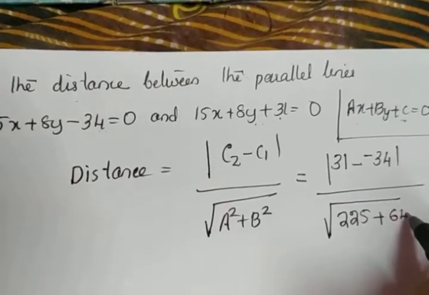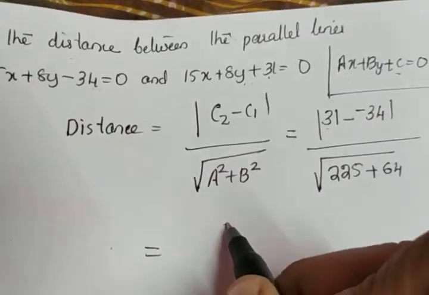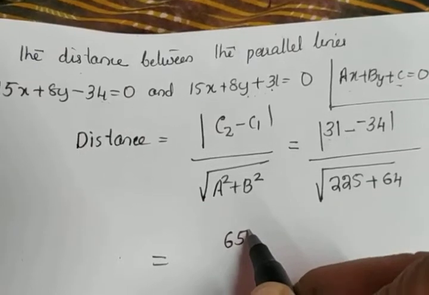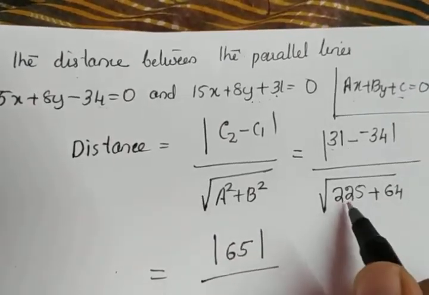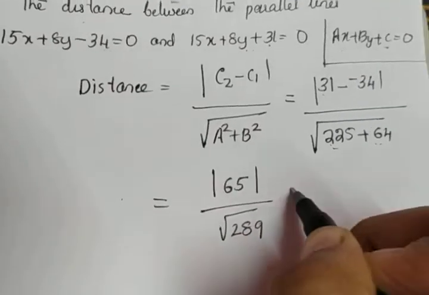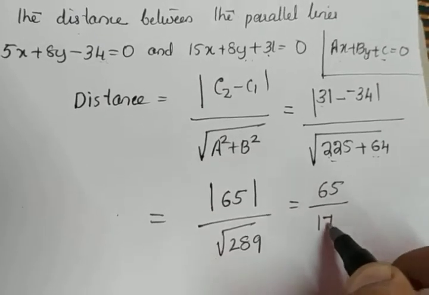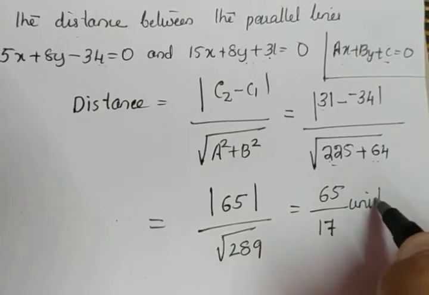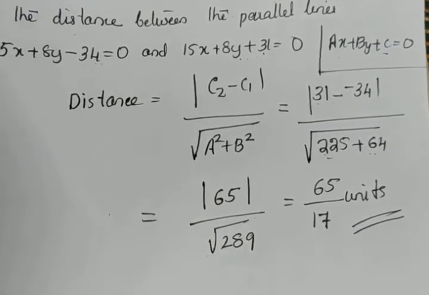8 square is 64. So what we are getting is 31 plus 34, isn't it? Which gives you the value 65. The modulus, already it is positive, so the modulus also gives you 65, divided by the square root of 289, since the sum is 289. The modulus of 65 is 65 itself and the square root of 289 is 17. So we are getting the distance between the parallel lines as 65 by 17 units.